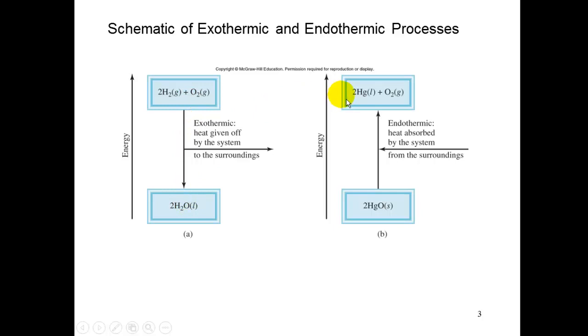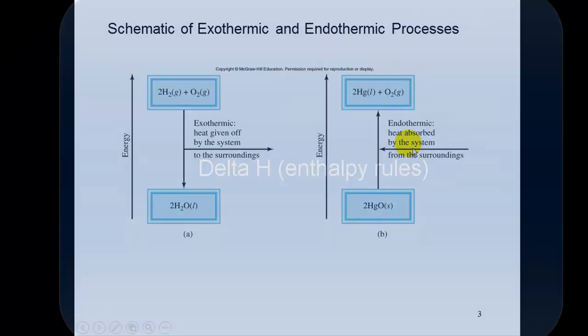Now, the flip side is an endothermic reaction. The products are higher in energy. Notice the reactants going to products. The products are of higher energy. Well, where does the higher energy come from? It must come from something that's outside the system. We say the surroundings. That's an endothermic reaction.